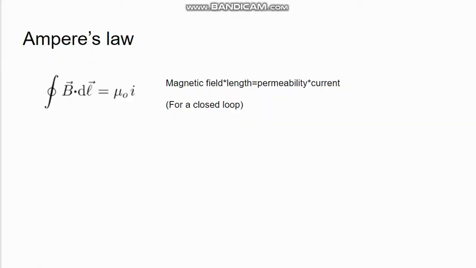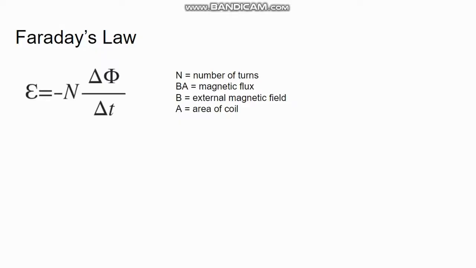Ampere's law is a very important law in electromagnetics. It states that the magnetic field times the length is equal to the permeability times the current for a closed loop, and this law can be applied in solenoids and other electromagnets.